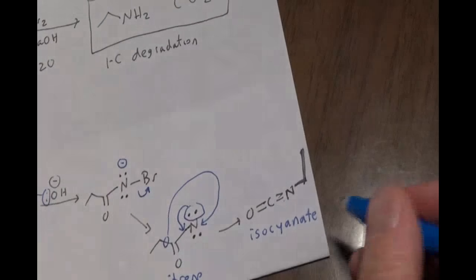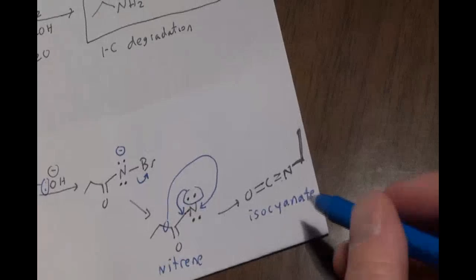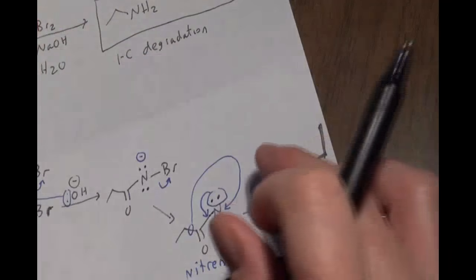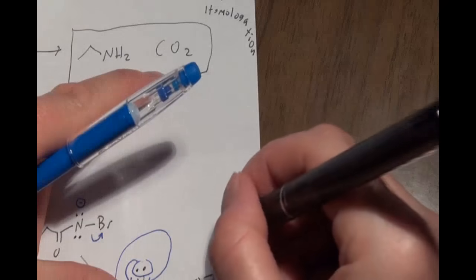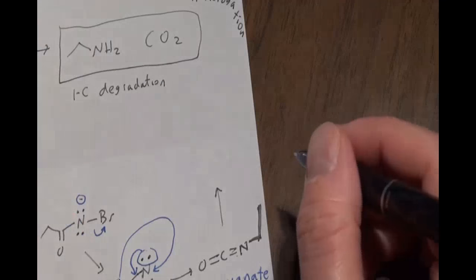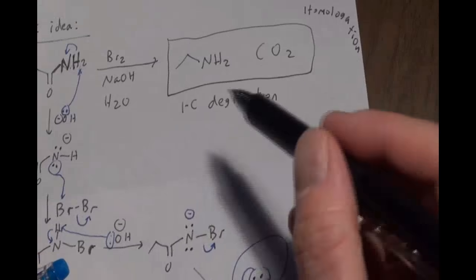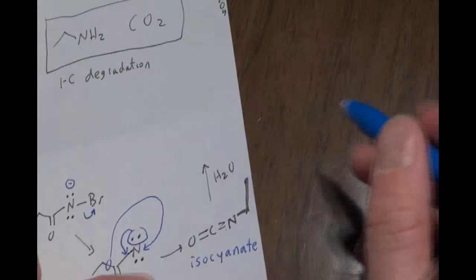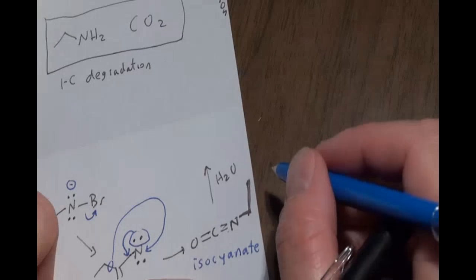That's the name of that intermediate, isocyanate. It's called a nitrene. This is called an isocyanate. Okay, and now if we go back to the mechanism, we have water around. Water is going to be a nucleophile.